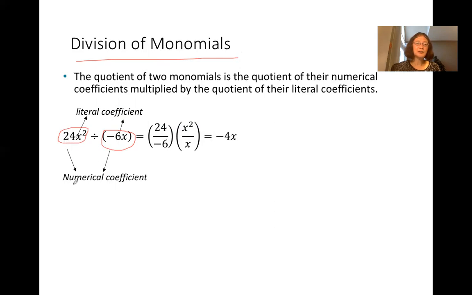Remember the numerical part, 24 and negative 6, we call numerical coefficient. And the variables, the x squared, x, we call literal coefficient. So when you do division of monomials, you use their numerical coefficients, do the division. And then use literal coefficients, do the division. 24 divided by negative 6 equals negative 4. x squared divided by x equals x. So this is the final result.